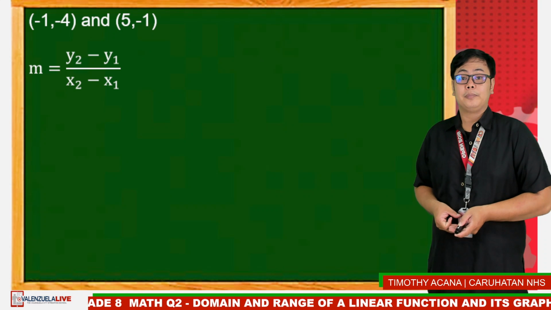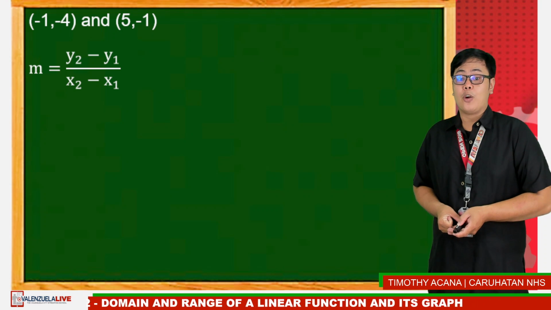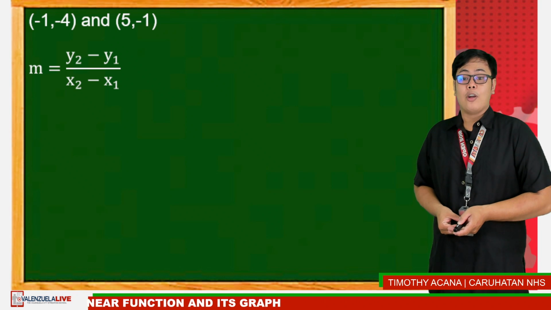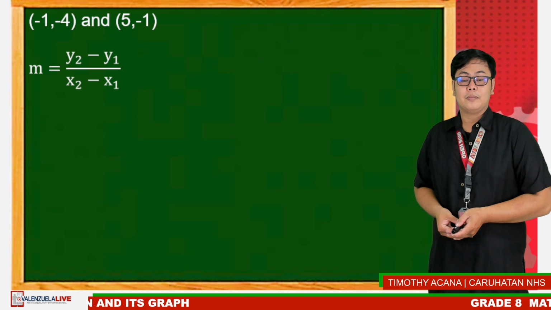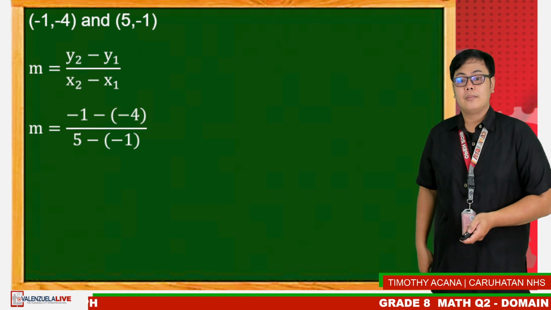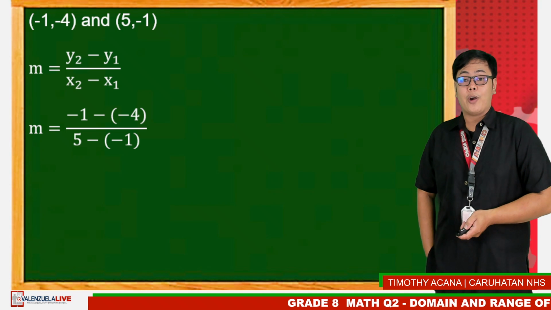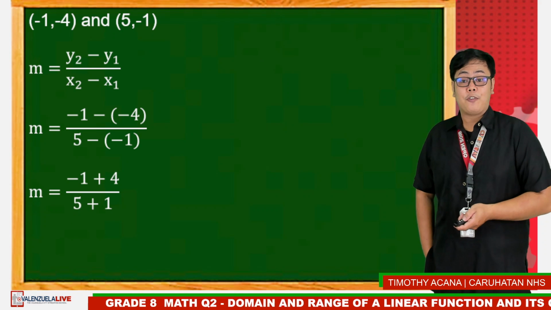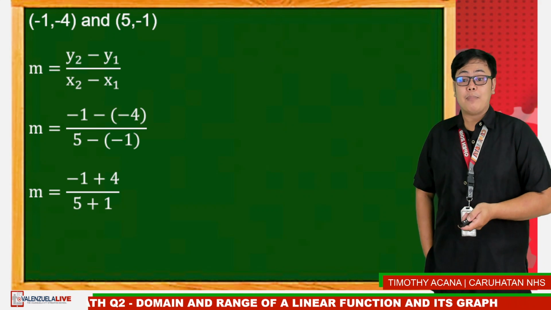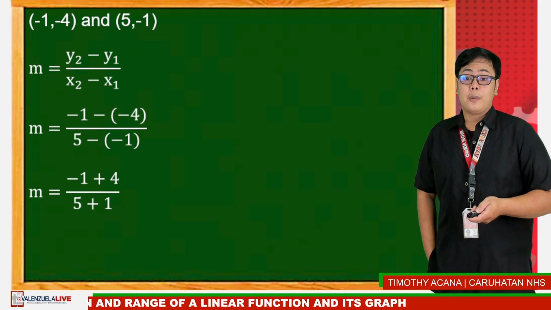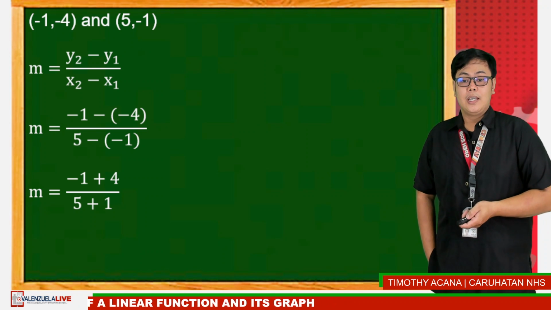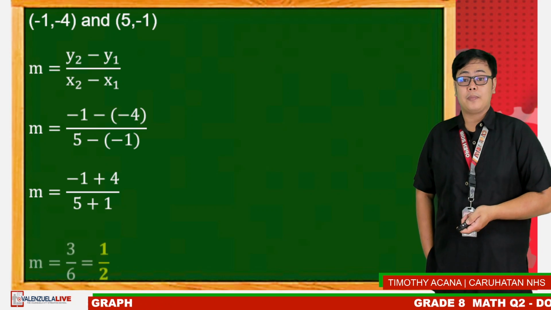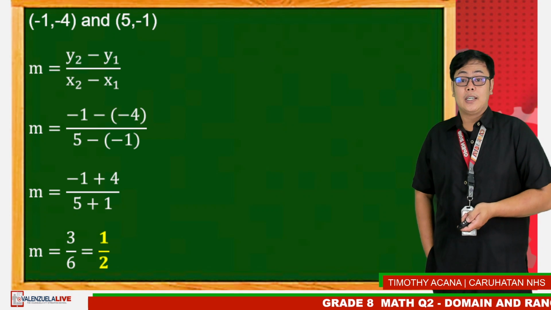We have m is equal to (-1 minus -4) over (5 minus -1). -1 minus -4 is equal to -1 plus 4, and 5 minus -1 is equal to 5 plus 1. -1 plus 4 is equal to 3, and 5 plus 1 is equal to 6. Simplifying 3 over 6, that would be equal to 1/2.